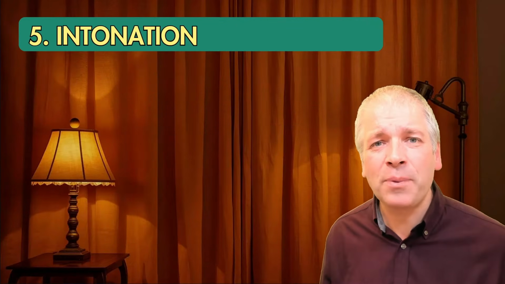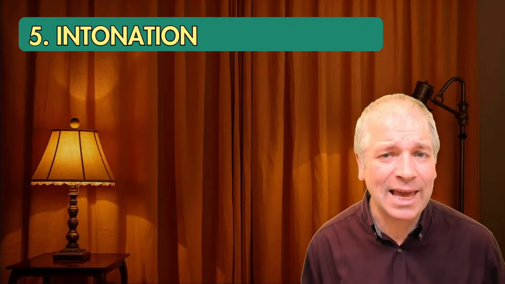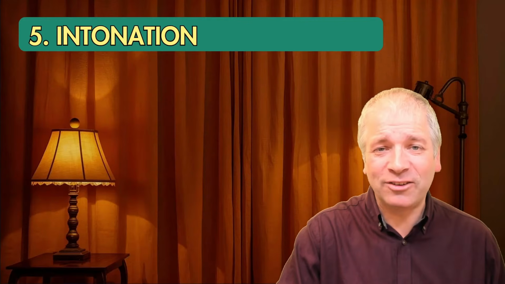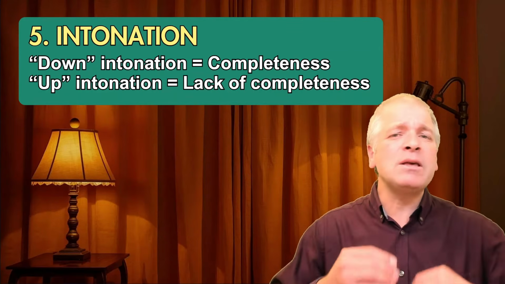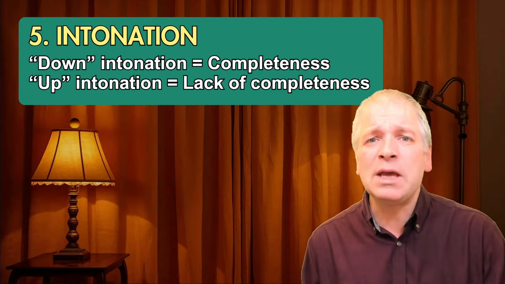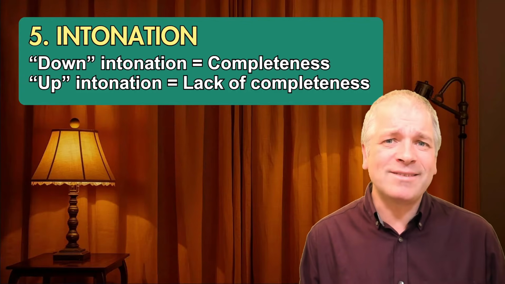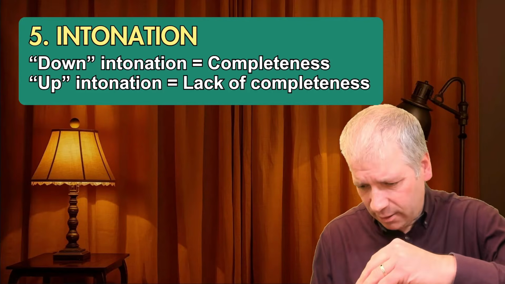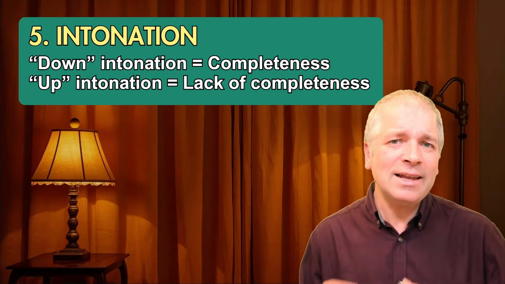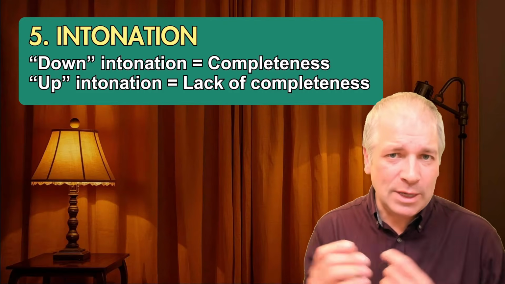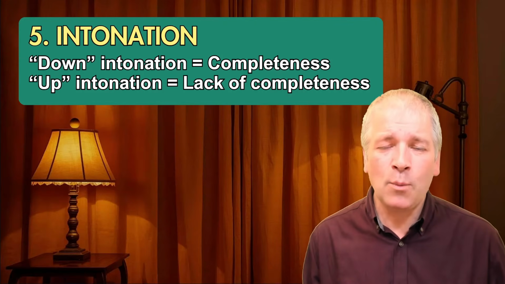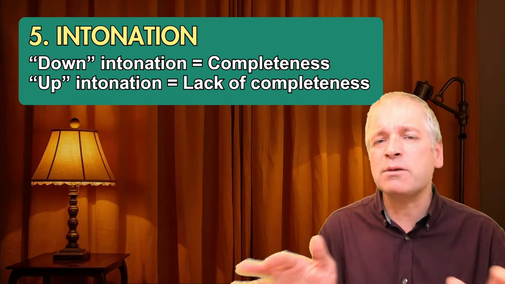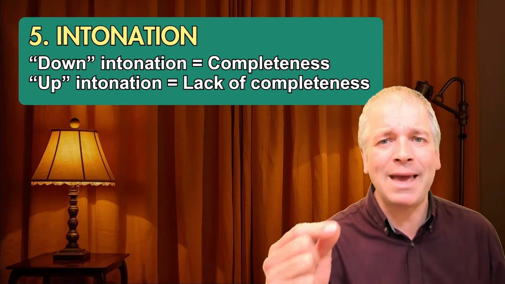My fifth tip for being more natural when you're speaking English is to use intonation correctly. There's a lot to learn about intonation in English, but it can be summed up quickly through these two principles. Use down intonation. That means go down with your tone towards the end of what you say. That indicates completeness. So we use that with statements. When we make a statement and we go down at the end, what we're indicating is this statement is complete. Nothing needs to be added.